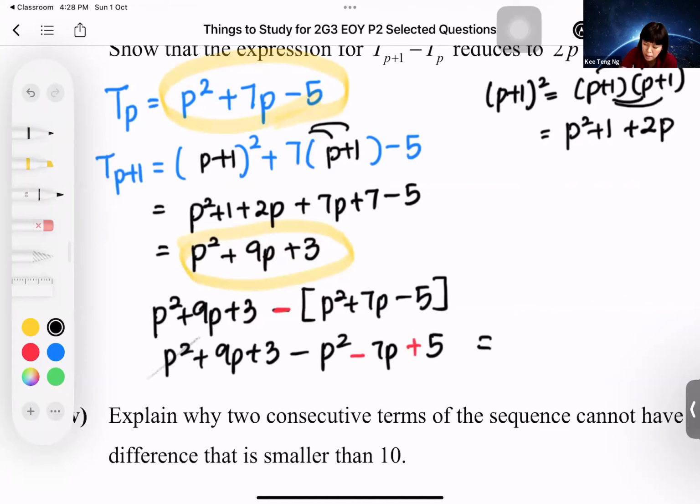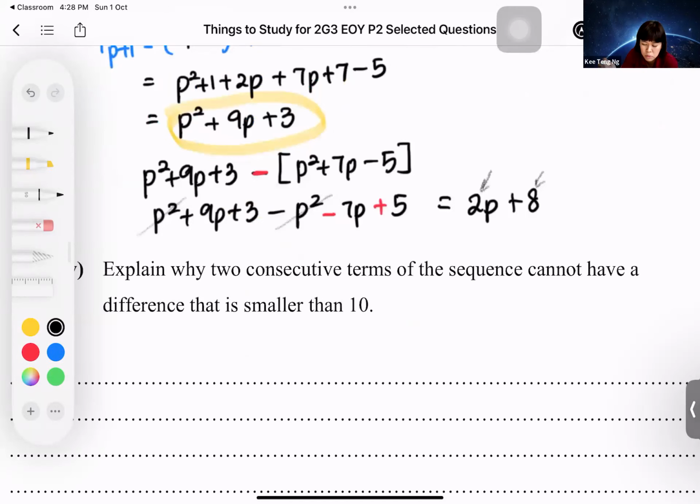p squared and p squared no more. 9p minus 7p, 2p. 3 plus 5, 8. Right? Observe, take note. This one common factor is 2, right? Common factor is 2. Okay, but don't know whether need to use or not. Never mind. So shown.